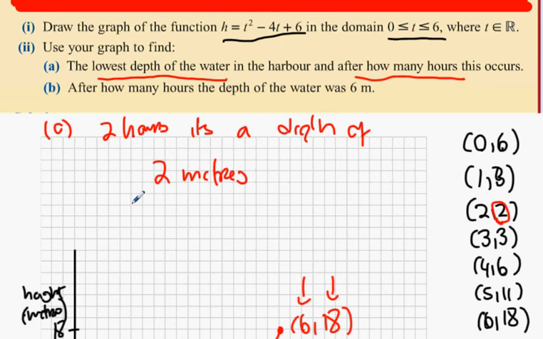No, that's the highest depth. That's the deepest. Lowest depth is like if you're in a swimming pool, when you go to the kids end, that's the lowest depth. And when you're in the big end, that's the largest depth.